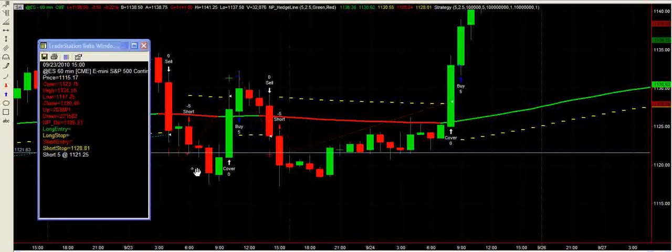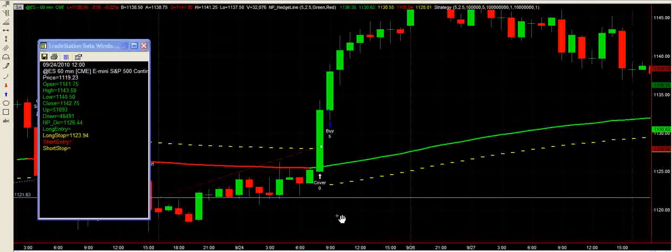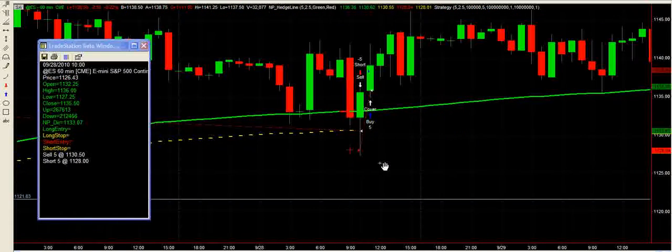So we went from 11.21.25 at 3 o'clock on the 23rd. It triggered. That stops out up here at 8 AM on the 24th at 11.28.25. Then we go into a long trade, 24th of September at 9 AM. We get in, and that's at 11.33, and we get out of that at 11.30.50, so a 3.5 point loss.